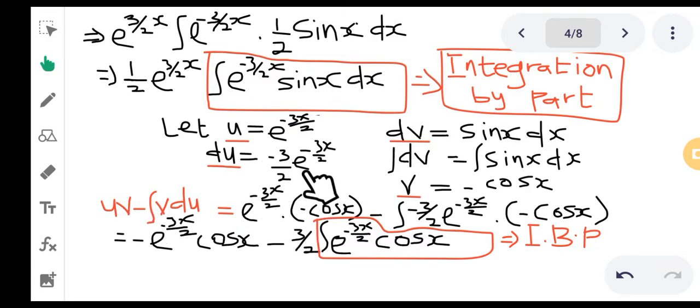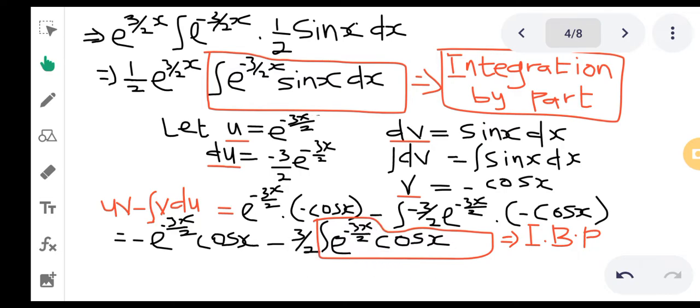Now the v here is minus cos x, so times minus cos x, minus the integral. So this is the integral of the v. Now the v is minus cos x here times du, and the du is minus 3 over 2 e to the minus 3 over 2x. So that's here. Because this is a constant and it's negative, when it comes out it becomes positive, but here it is negative cos x, so the negative will still make the positive become negative. So you are going to get 3 over 2 out, then left with this.